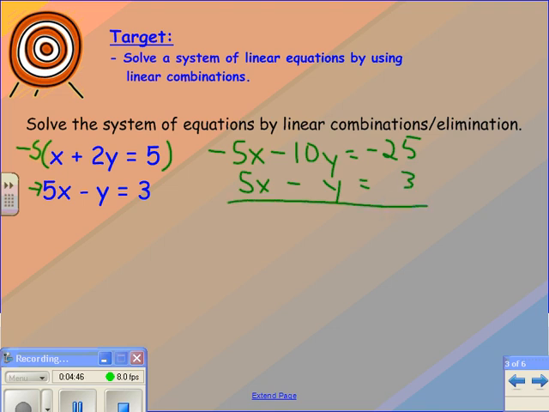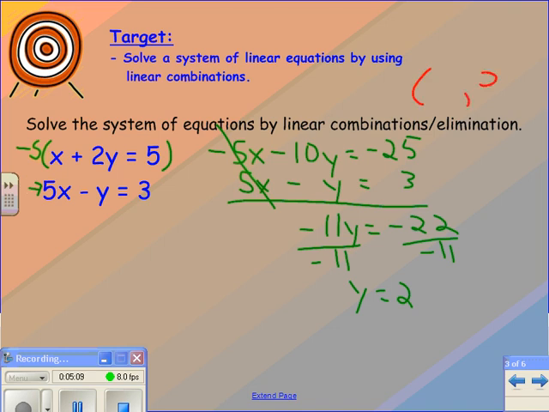This way I can eliminate my x terms to 0, and that's what I want, just to leave the y's by themselves. So now I have -10y minus y, that's -11y. -25 plus 3 is -22. Works out pretty easily to divide both sides by -11 to get y equals 2. So now I know that my y value is 2 in my solution. Write it up there so I don't forget.